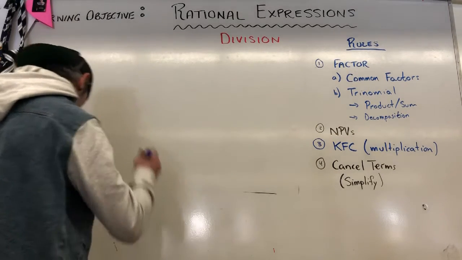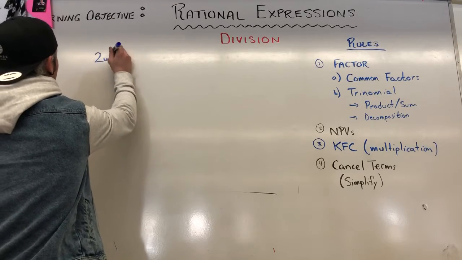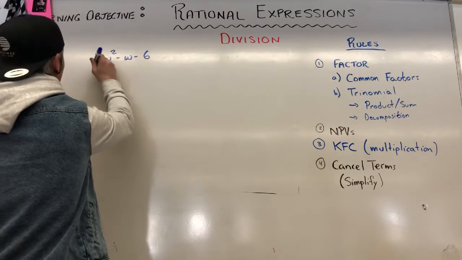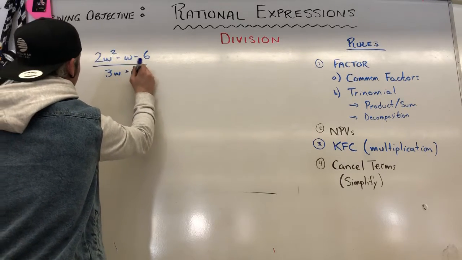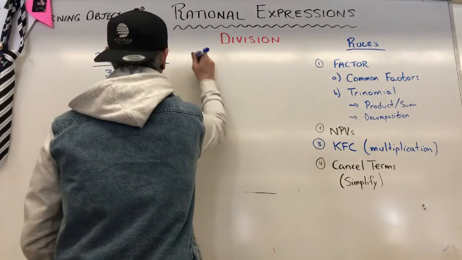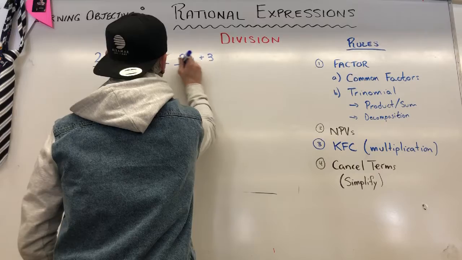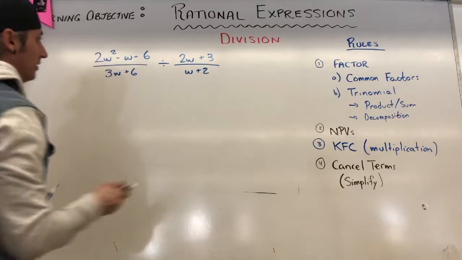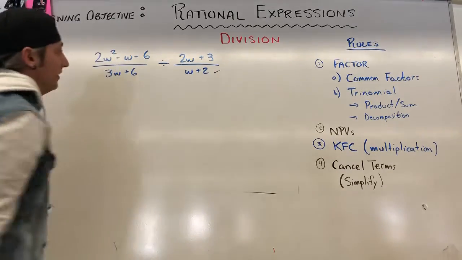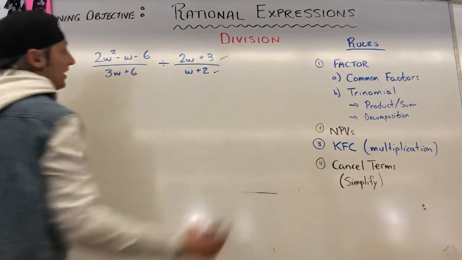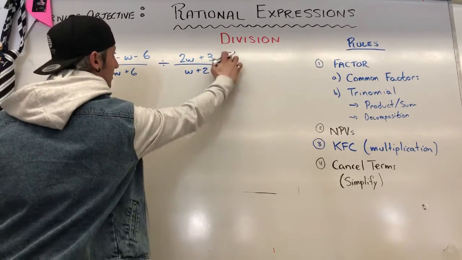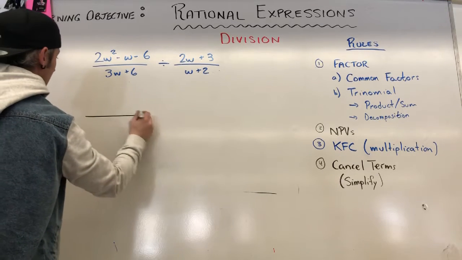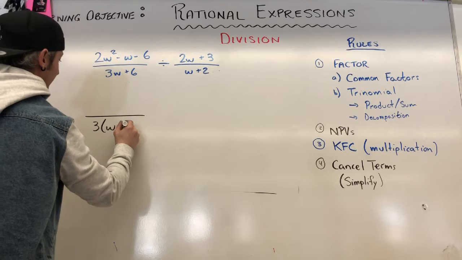Okay, here we go. Division. So let's say I have 2w squared minus w minus 6 over 3w plus 6 divided by 2w plus 3 over w plus 2. So, first thing I'm going to do is factor. Common factors. This guy, I can't do anything else with. This guy, there's nothing common there, and it's not a trinomial. So I'm going to leave these the way they are. This guy, in my denominator, I can pull out a 3, and it becomes w plus 2.